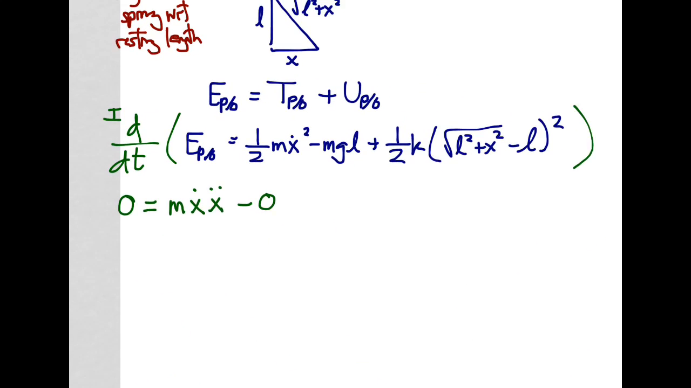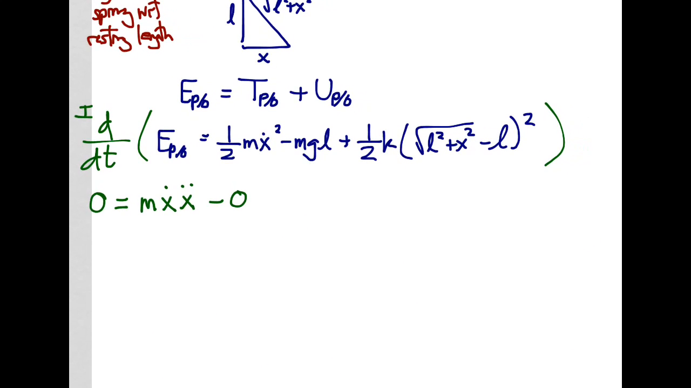And then, for this last expression, we bring down our 2. So then we only have a k for our constant. So that's plus k. And then we just bring down what's inside the parentheses. So that's square root of L squared plus x squared minus L. And then we take the time derivative of what's within the parentheses.